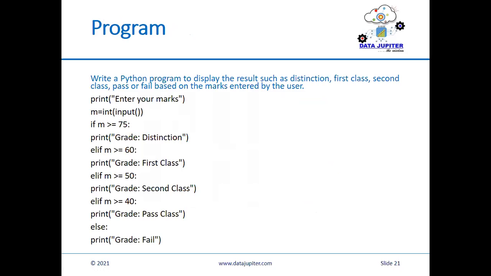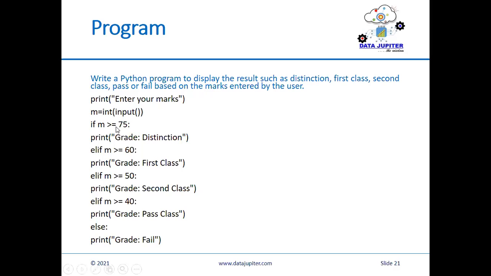Write a Python program to display the result, such as distinction, first class, second class, etc. So print enter your marks. m is equal to int of input. If m is greater than 75, print distinction grade. Then elif m is greater than 60, print first class, then second class, pass class, fail. See how many times elif is used.